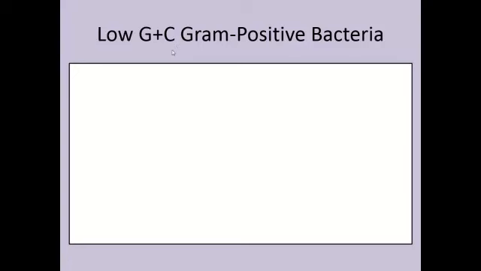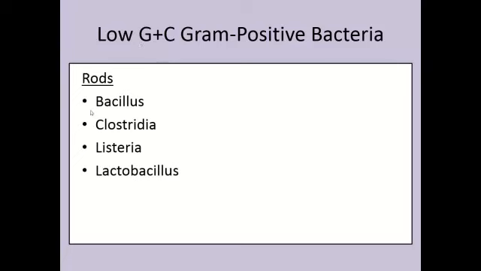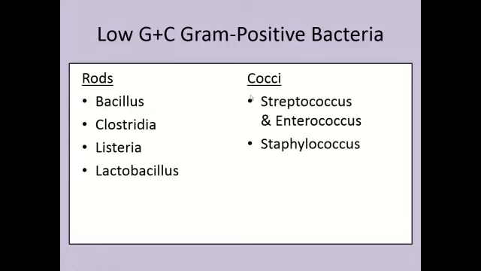Now, the order that I'm going to cover these in: I'm going to cover the rods first, the bacillus, the clostridia, the listeria, and the lactobacillus. Then I'm going to cover the cocci, streptococcus and enterococcus and staphylococcus. Then I'm going to finish up with the mycoplasmas, which do not have a cell wall. Now, I'm covering it in this order because this is how I remember them. This is how I keep them separate.